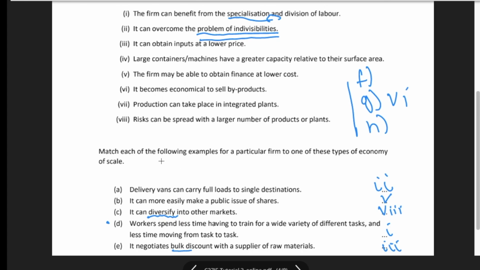Bearing in mind, we've only got two left to pick from, so what have we got? We've got F. And so we've got this to choose from and this to choose from. So which one do we think goes with F and which one do we think goes with H?